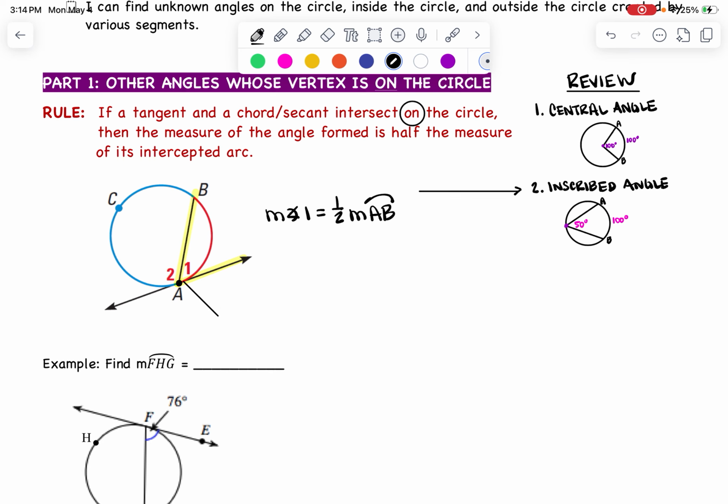Anytime you see a vertex on the circle, I know I keep saying that over and over again, but that's really the biggest distinction. So I'm just going to write a little note here: vertex on the circle. Anytime that's happening, it's going to be half the measure of its intercepted arc. And of course, we could write that the measure of angle 2 would be half the measure of the major arc, arc ACB or BCA, however you want to name that.